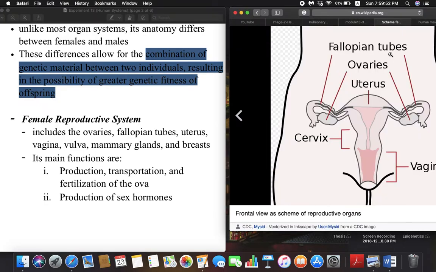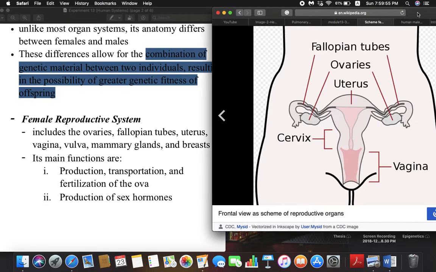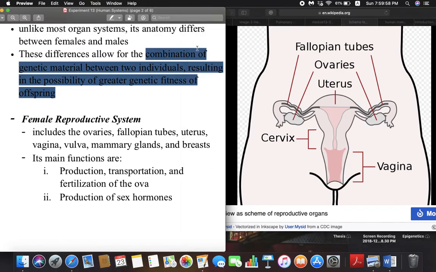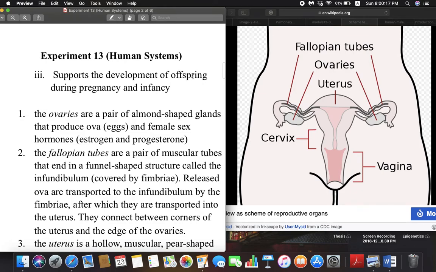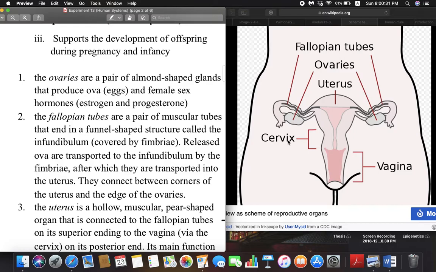So first of all, we're going to discuss the female reproductive system. As you can see here, the female reproductive system includes the ovaries, the fallopian tubes, the uterus, the vagina, the vulva, the mammary glands, and the breasts. Its main functions are three: production, transportation, and fertilization of the ova, production of the sex hormones, and supporting the development of offspring both during pregnancy and infancy. Development of offspring is supported during infancy through breastfeeding.